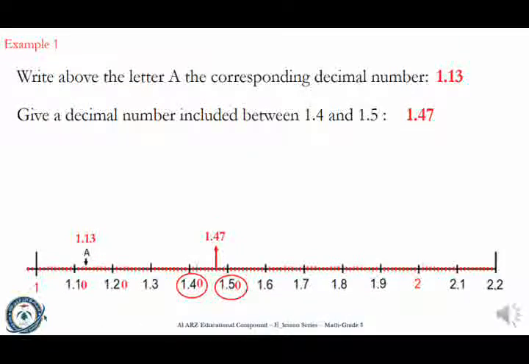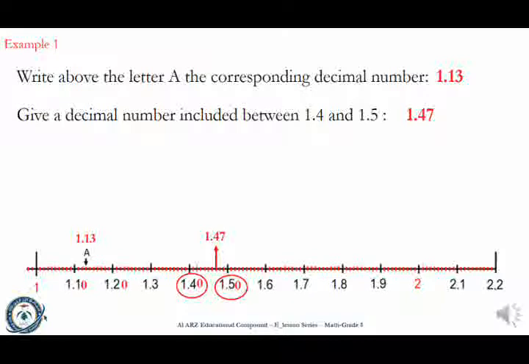Example 1. First question. Write above the letter A the corresponding decimal number. You can see that the letter A is included between 1.1 and 1.2. These numbers are consecutive. The tenths digits are consecutive. So, if we want to put numbers between them, we should add useless zeros. Now we have 1.10 and 1.20.